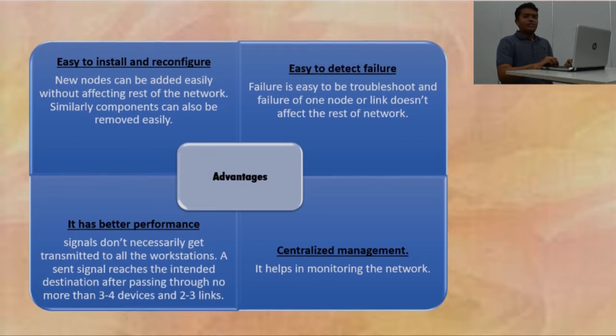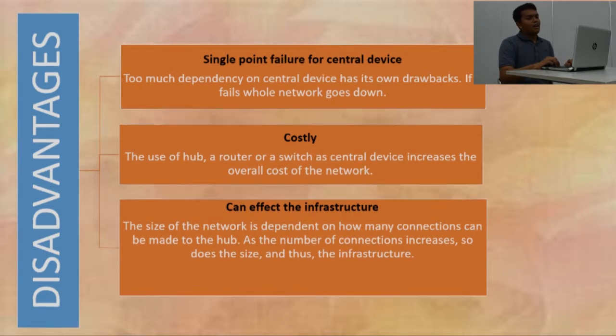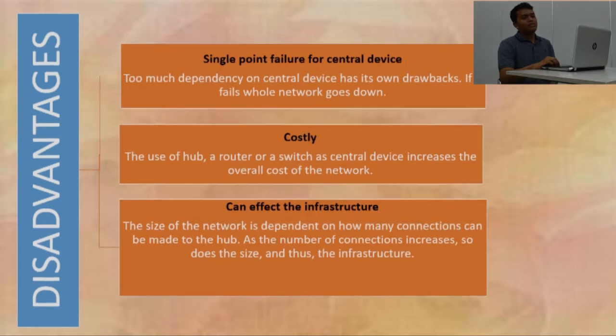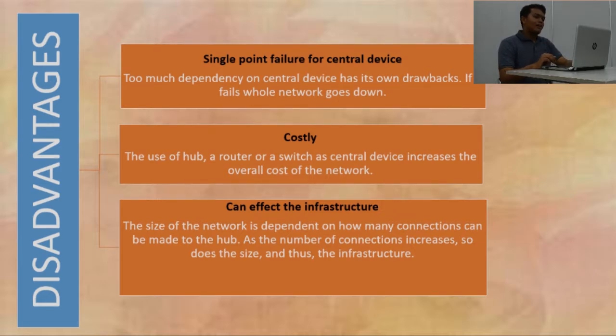Then I will talk about the disadvantages of our topology. The first one is single point of failure for the central device. Too much dependency on the central device has its own drawback. If it fails, the whole network goes down. The second one is that it is costly. The use of a hub, a router, and a switch as the central device increases the overall cost of the network.